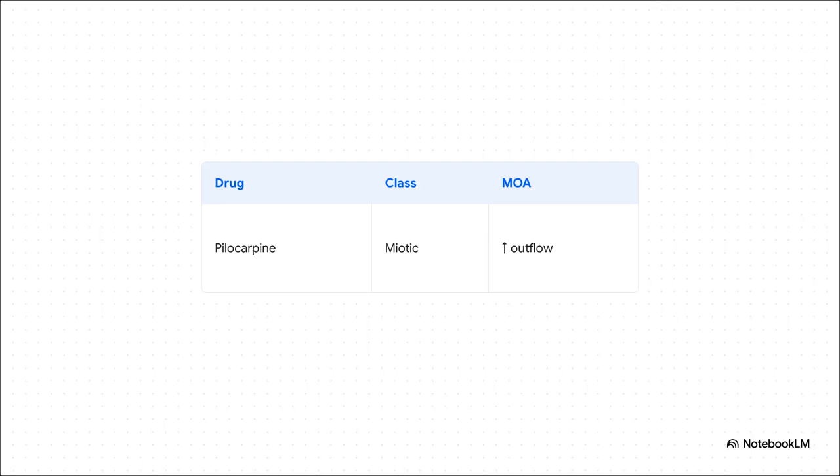Next up in our outflow enhancers are the miotics, or cholinergic agonists, with pilocarpine being the classic prototype. Now, pilocarpine's MOA is heavily mechanical. It has a direct muscarinic action that tightly constricts the pupil, which is called miosis, and forcefully contracts the ciliary muscle. Imagine the ciliary muscle as being physically tethered to the trabecular meshwork. When pilocarpine makes that muscle violently contract, it literally stretches and yanks the trabecular meshwork open, allowing the trapped aqueous humor to rapidly drain out.